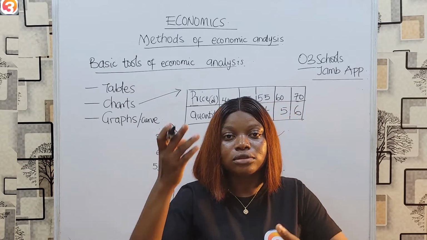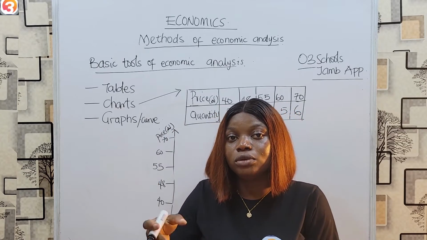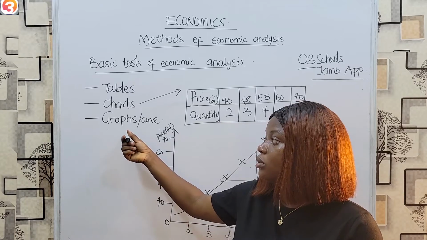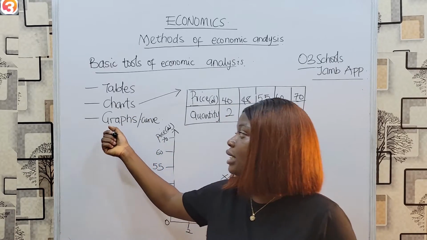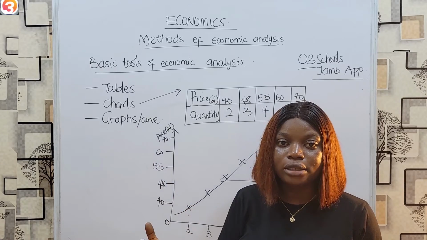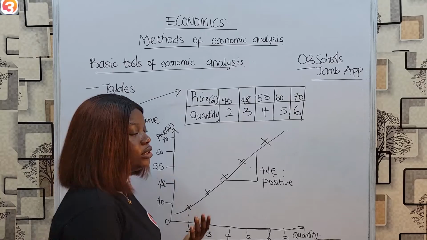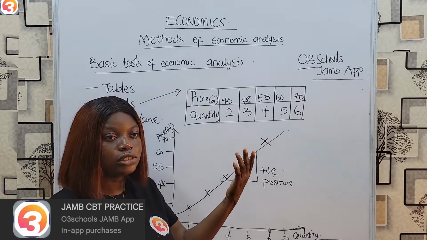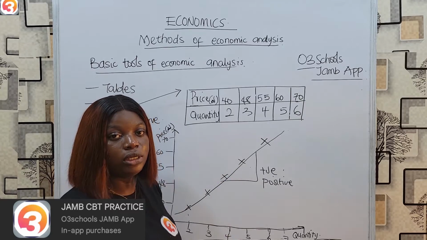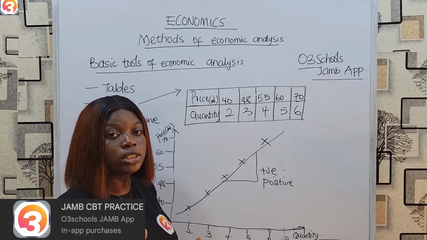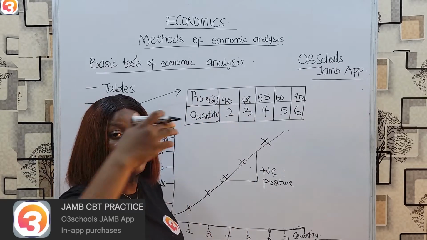Then we went on to look at charts. We looked at the bar charts, the pictogram, the histogram, and the pie charts. And then we looked at the graphs, also known as curves. For example, we have the supply curve, we have the demand curve. And then we talked about the slope. We have the positive and negative slope, where when the curve is a downward curve, it is a negative slope. And then when we have an upward curve, we have the positive slope.